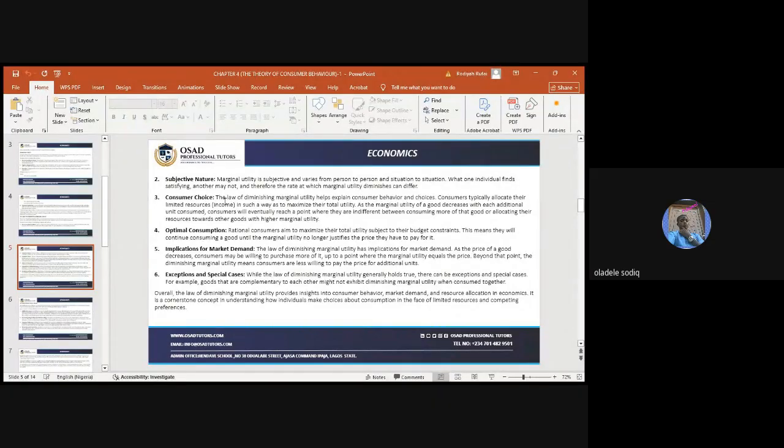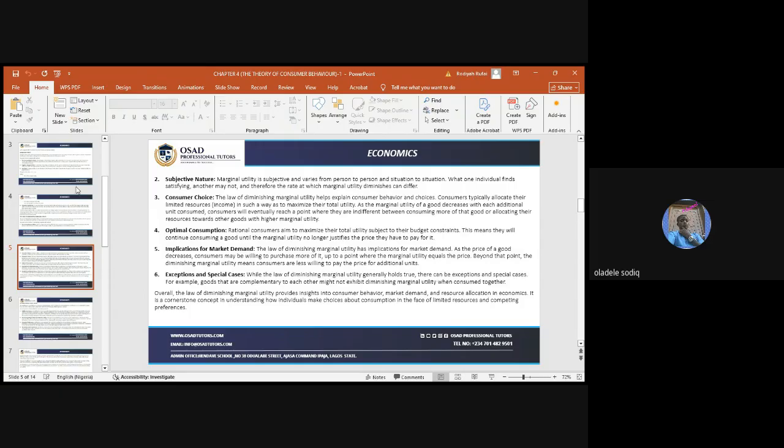Another one again is optimal consumption. Rational consumers aim to maximize their total utility subject to their budget. That is, your income level will determine your what? Your consumption. Even in a situation whereby you feel like you can take 3 bottles, you can take 4 bottles, that is not really the issue. The issue now is, do you have the resources to meet that demand? Do you have the resources that can satisfy your utility?